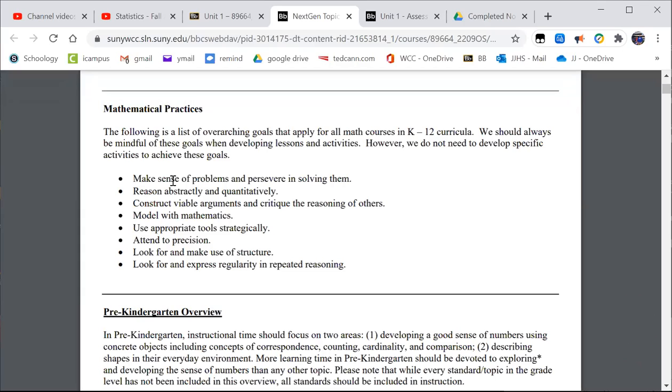There's weird ones here where they talk about attend to precision, where somebody thinks they're Shakespeare when they write this kind of stuff. But really it's just saying, be precise. You know, like when students are learning about calculations, they should learn how to be precise, right? So things like that. Model with mathematics is talking about using the math and applying it to the real world and all that good stuff.